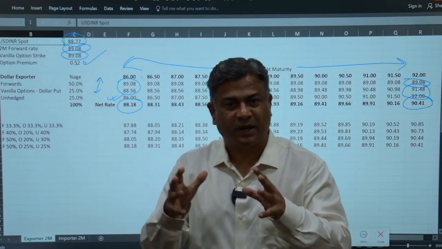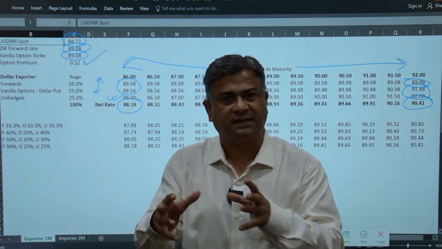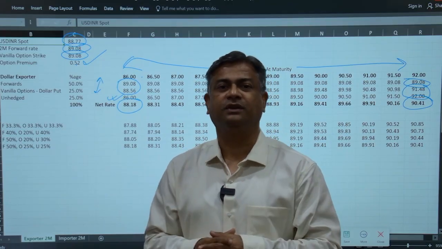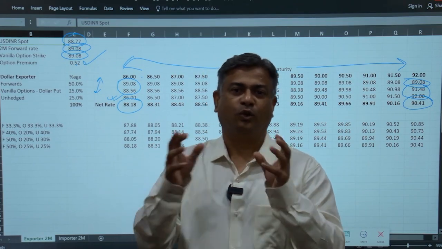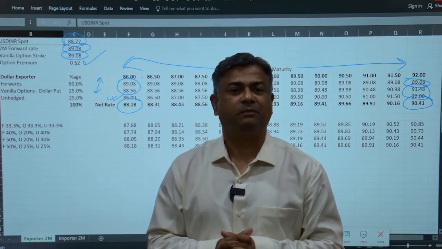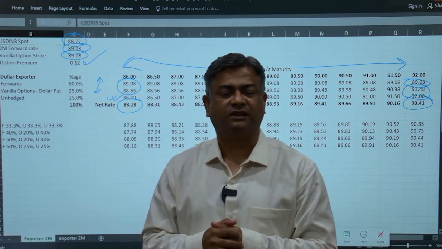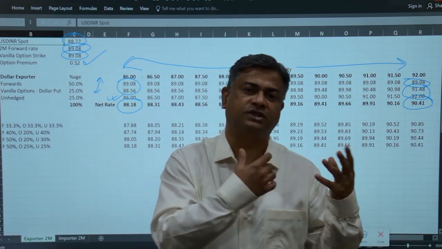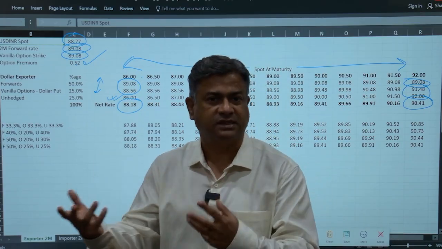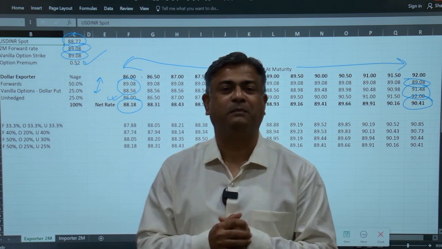So please apply your mind in terms of getting the optimum mix, the right combination of forwards, open and vanilla options, and that will help you in mitigating the forex risk far more efficiently rather than doing just forwards or just unhedged positions or just vanilla options. Okay, so that is it from my side.